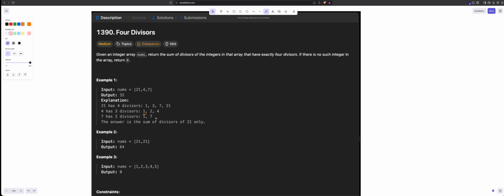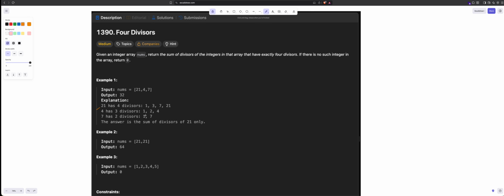According to these 3 observations, the only number that has 4 divisors is 21, with divisors 1, 3, 7, 21. So the winner is 21. What we want for the answer is the sum of all the divisors of that number. 21 plus 7 is 28, 28 plus 3 is 31, 31 plus 1 becomes 32. That is how we receive the output of 32.